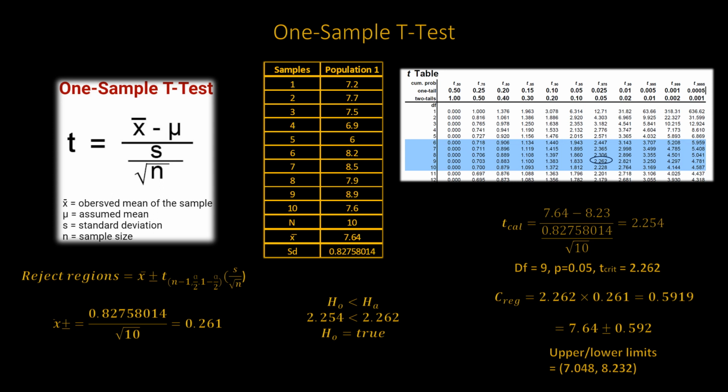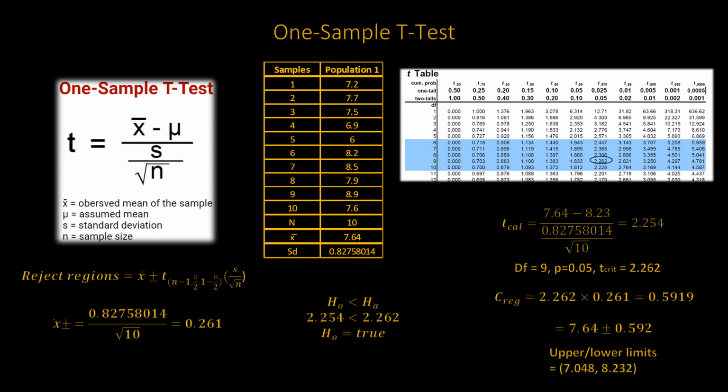The calculated t-value for the set is calculated by subtracting the mean of the stated population from the mean of the sample set, then dividing it by the population standard deviation. As shown, the upper and lower confidence level limits are 7.048 and 8.232. Anything above the upper confidence limit or lower than the lower limit would be rejected.